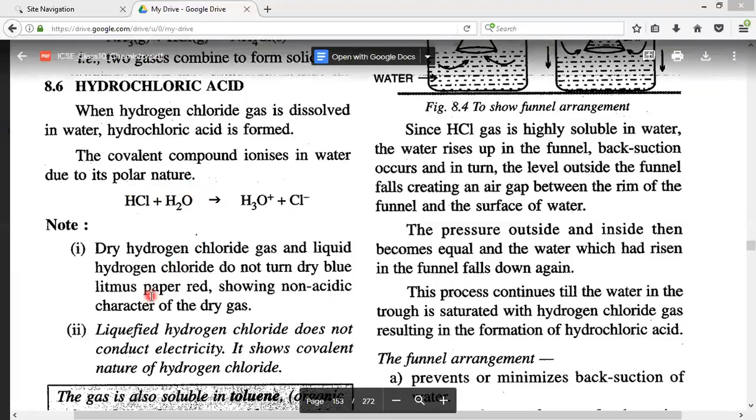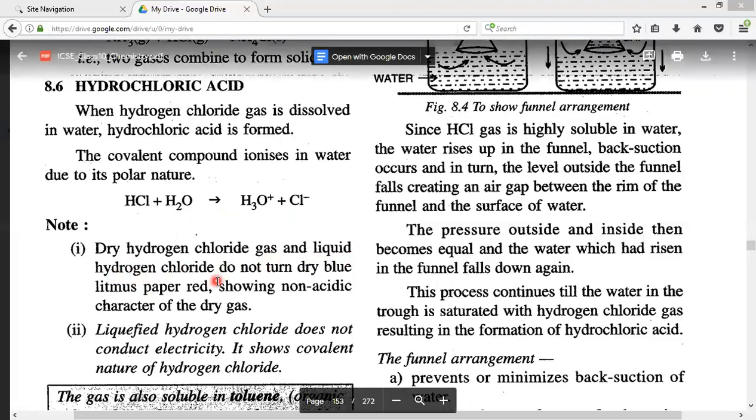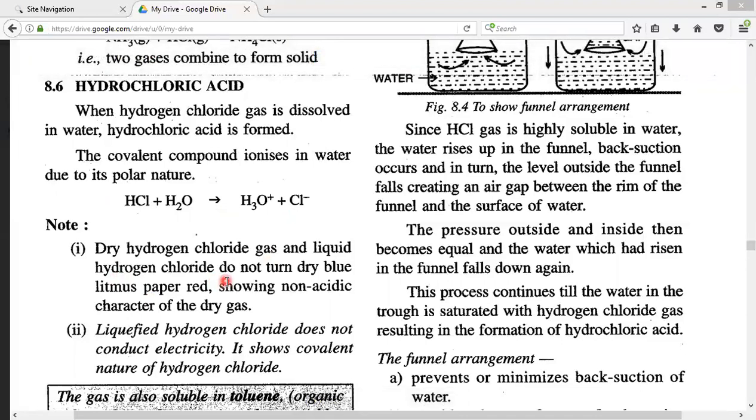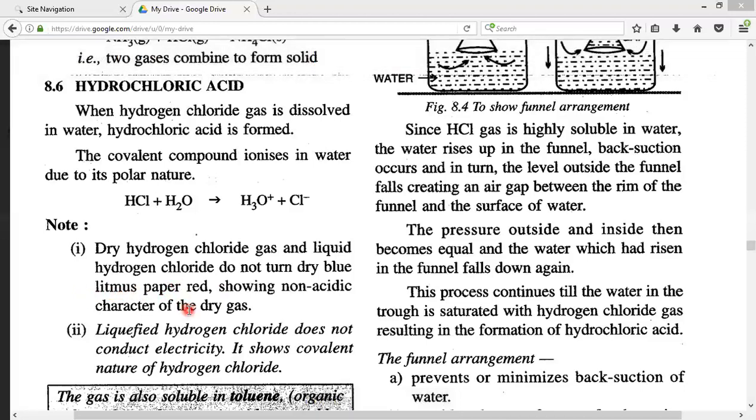Always remember, dry hydrogen chloride gas in which water is absent, or liquid hydrogen chloride in which water is absent, will not give a test with litmus paper or any indicator. The reason behind it is the absence of hydronium ions.